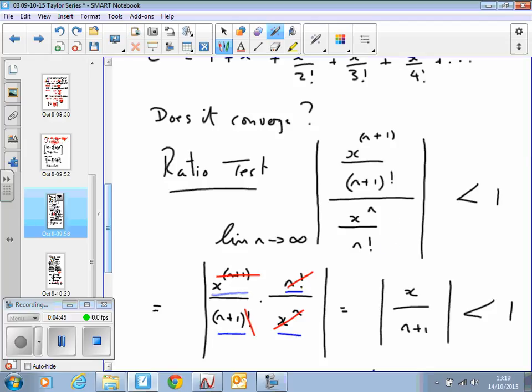Now we can do some cancelling because we've got n lots of x underneath, but n plus 1 lots of x on top, so that just leaves us one value of x on top. Similarly, n factorial is all the numbers from n down to 1 multiplied together. N plus 1 factorial is all the numbers from n plus 1 down to 1 multiplied together. So I can cancel all the n's, and all I'm left with is n plus 1. So I end up with x over n plus 1.